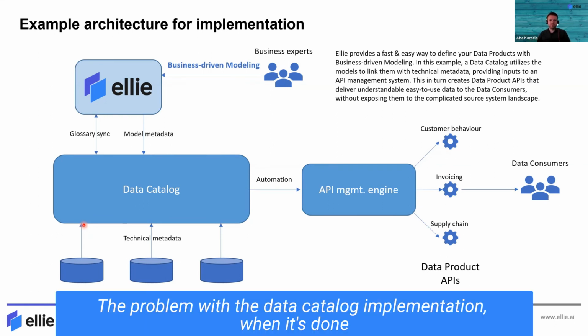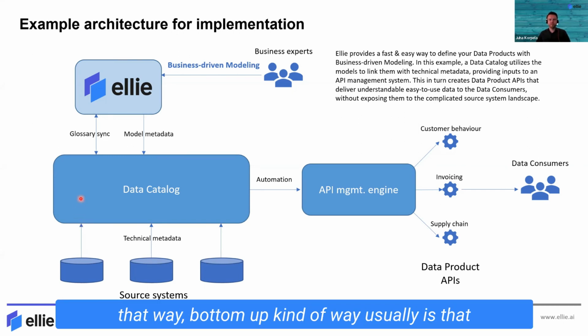The problem with the data catalog implementation, when it's done that way, bottom up, usually is that you don't understand the context of that data. And if you don't understand the context of your data, then your ability to understand the data from other domains, from systems that you're not familiar with, goes very fast, very down.